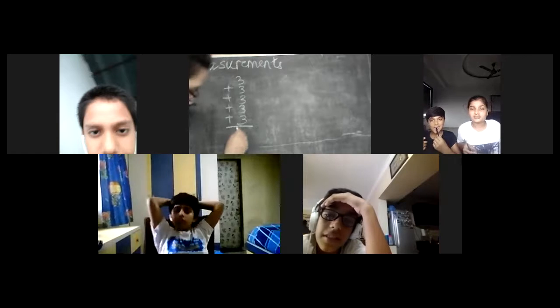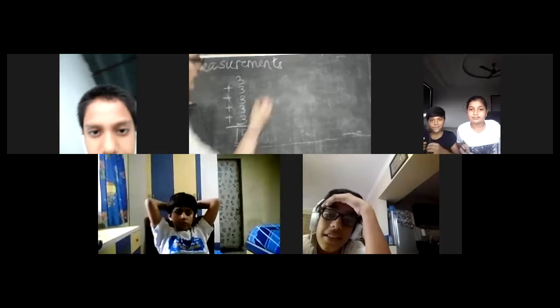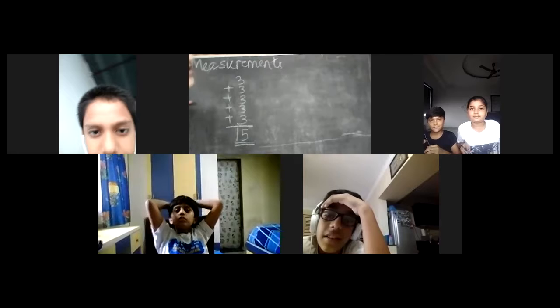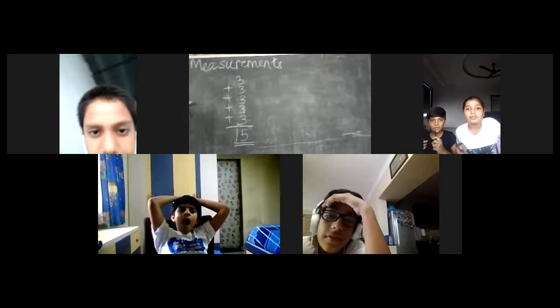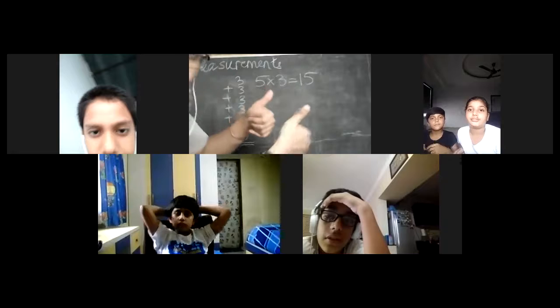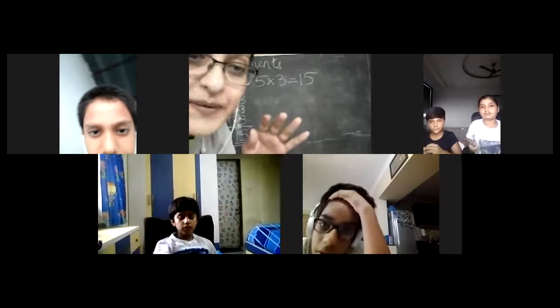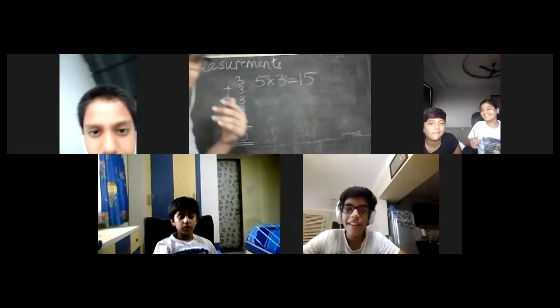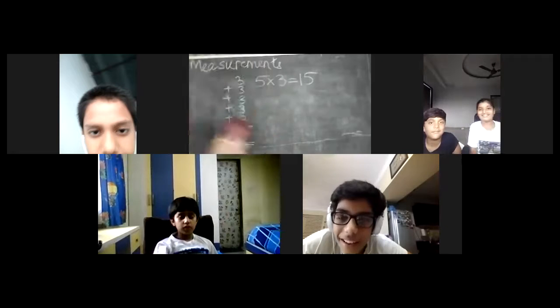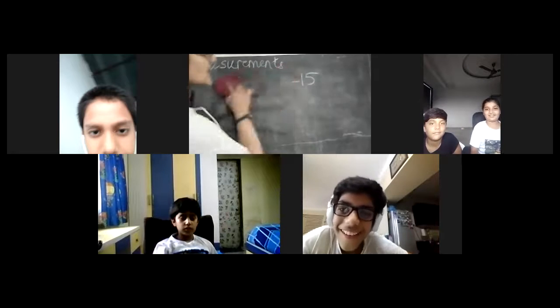15. Good job. So how will I write it in multiplication form? 5 times 3, 5 into 3 is equal to 15. I am glad nobody else became Tanishka. Good job. Everyone's learning to take their turns. Good. Okay. Now it is Vihan's turn.